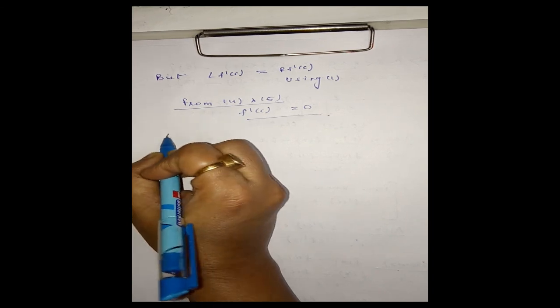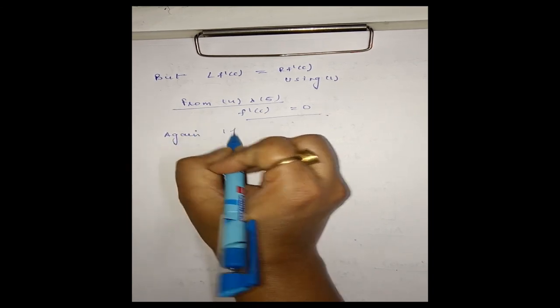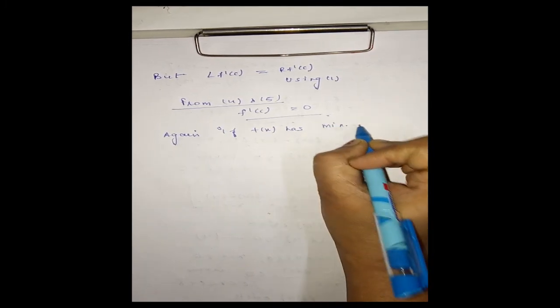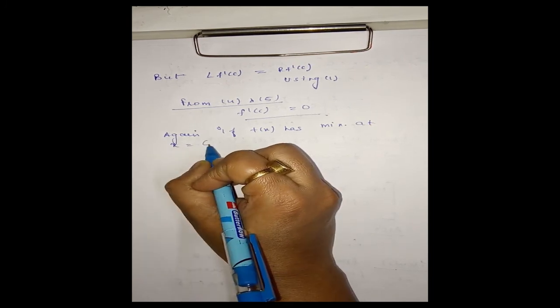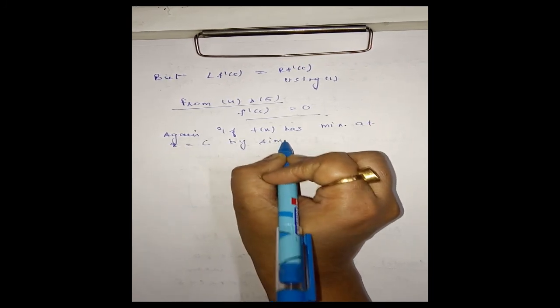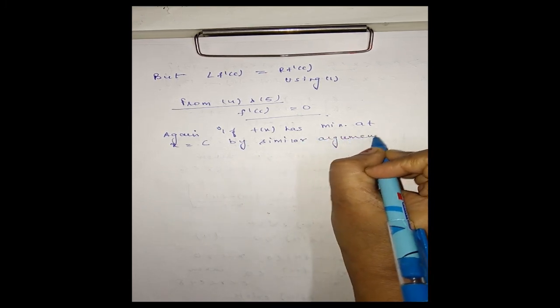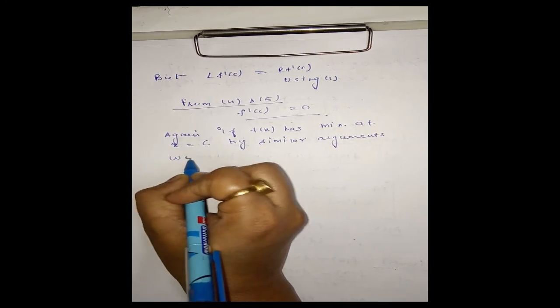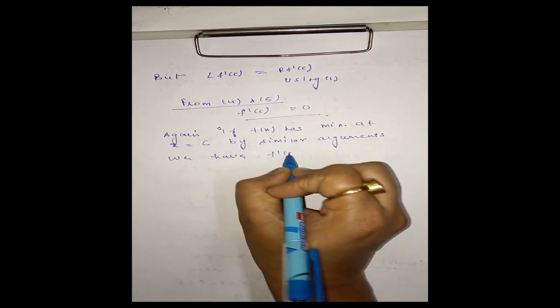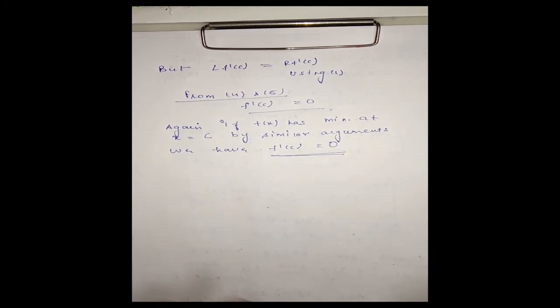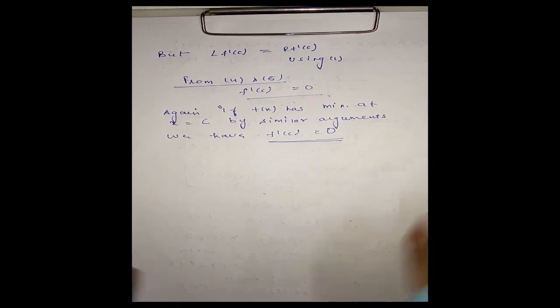Hence proved. Okay, again, if f(x) has a minimum value at x equal to c, then by similar arguments we can easily show that f'(c) is equal to 0. Okay, on similar arguments it can be easily shown that f'(c) is equal to 0. Hence the proof. Okay, clear?